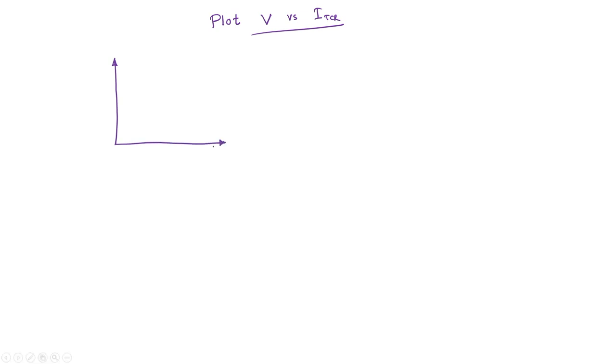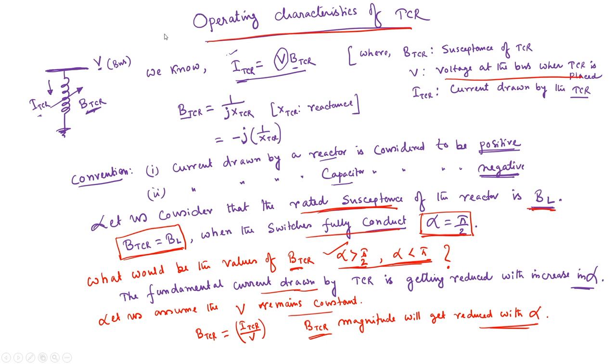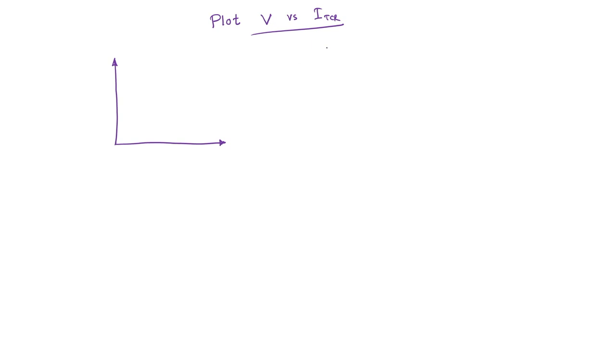I would also like to say that I will revisit this relationship that ITCR is equal to V multiplied by BTCR. Since ITCR is positive and BTCR is negative, in order to make this ITCR positive, we will consider V as negative, or we may use a negative term over here. That is what the idea is. So, this relationship we will use to make ITCR positive.